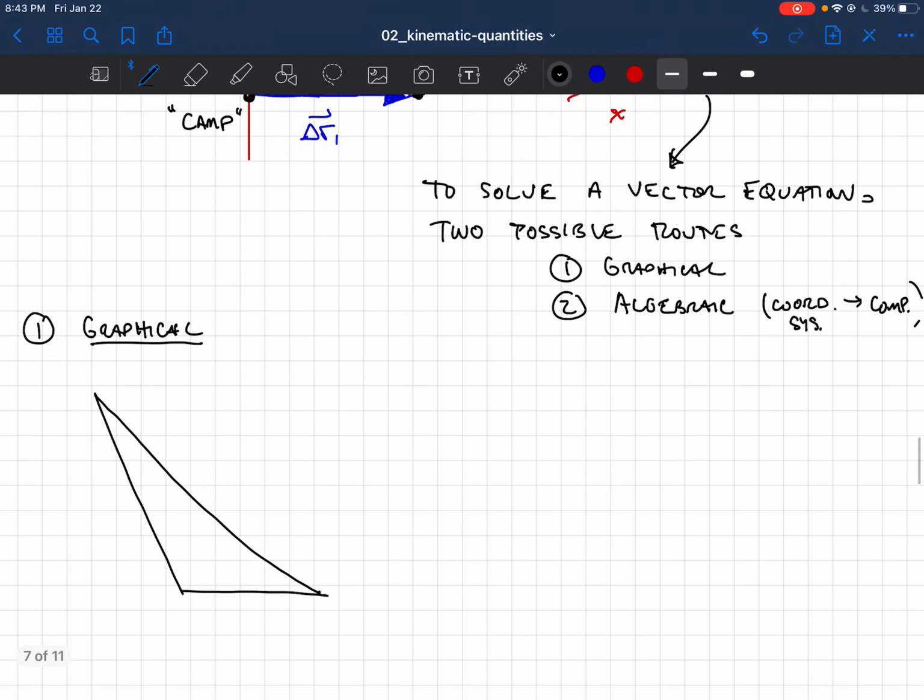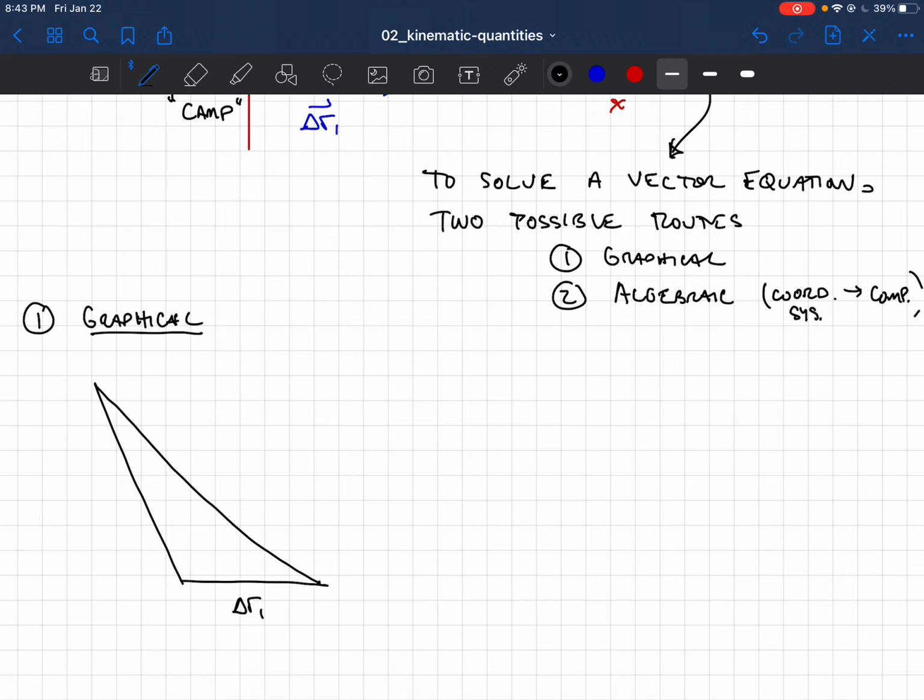So here's one triangle, and that has our delta R1 vector on one side. Well, it's not a vector anymore, it's just a length. So I took the vector sign off. It has delta R2 on the other side, and then our unknown delta R3 over here. Is there anything else we know? There is. There's a theta there that we know. Remember, it was 45 degrees.